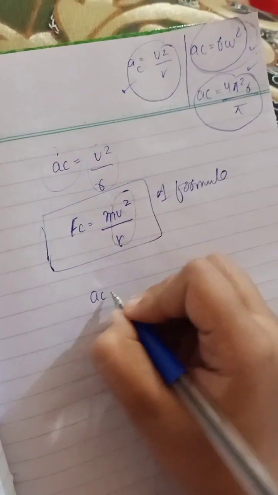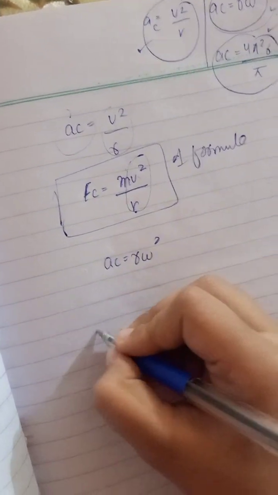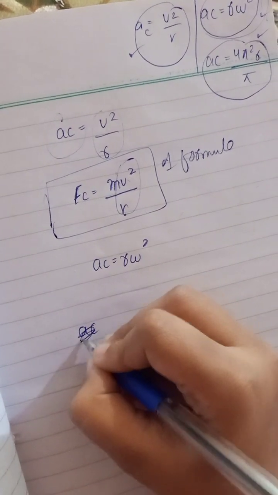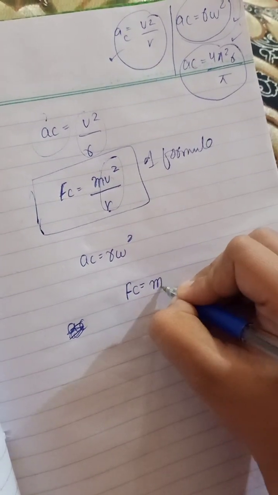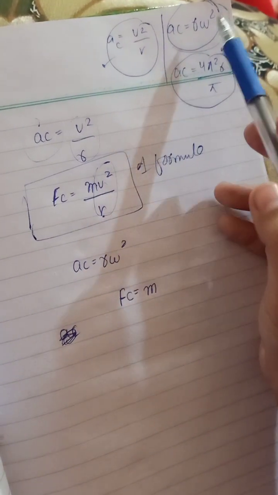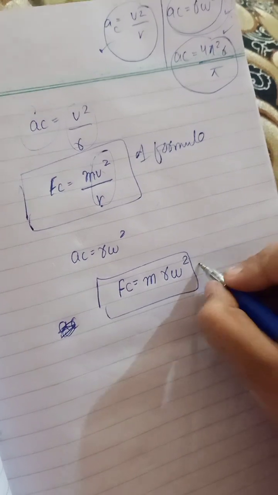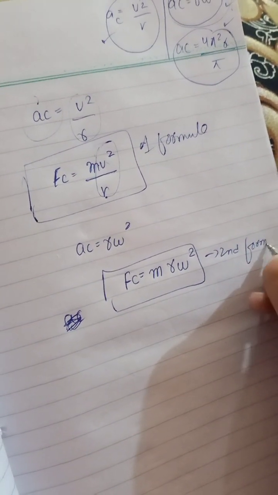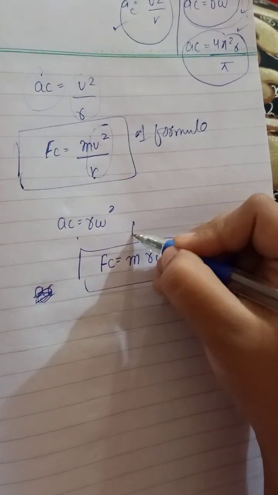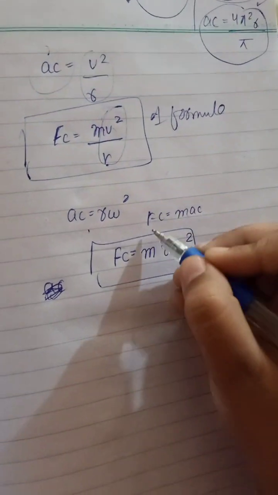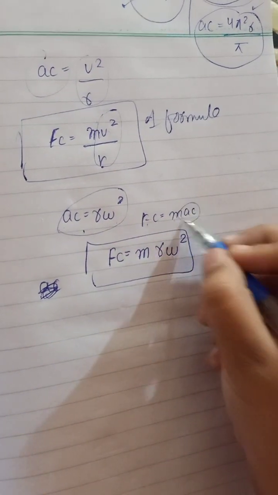We have the second formula, that is a_c is equal to r omega square. So F_c is equal to m, and we have a_c as r omega square. This is the second formula of centripetal force. We have put this into F_c is equal to m a_c. As you can see, F_c and m are the same, and a_c is equal to r omega square, so we have put r omega square as a_c. So this is the second formula.